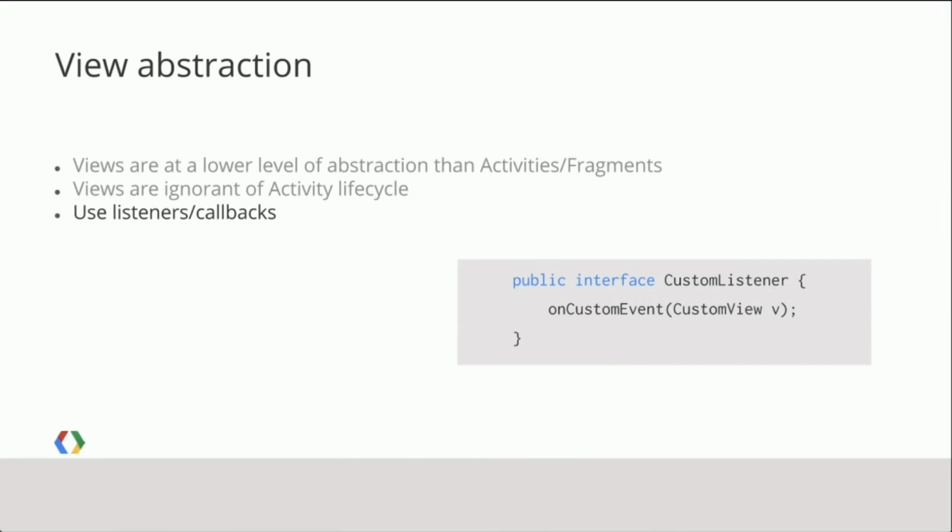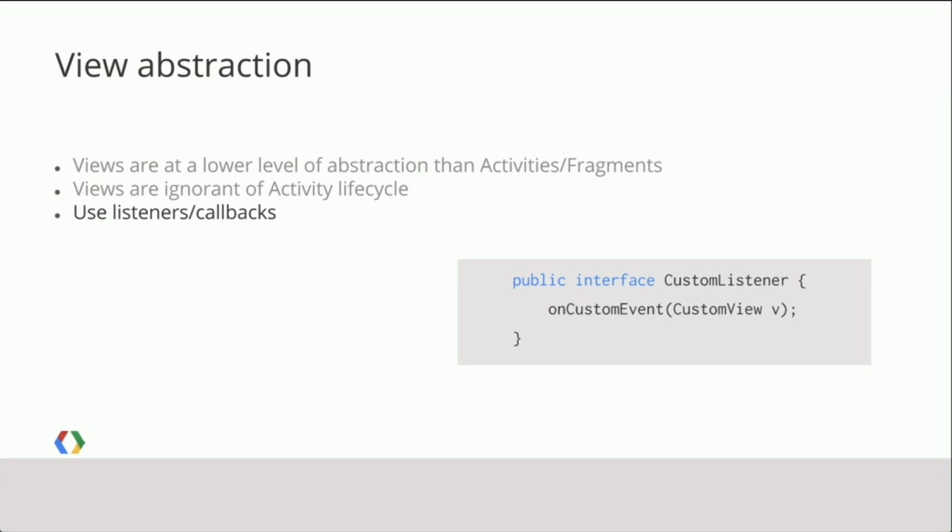So instead of adding those activity lifecycle events to views, what you should do is create your own sets of listeners or callbacks in your custom views. Here's a very simple example of custom listeners that you could specify on your view, and it will be the responsibility of the activity to invoke those callbacks on the view.